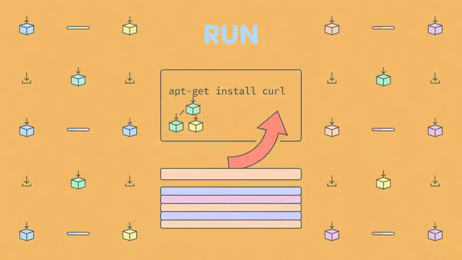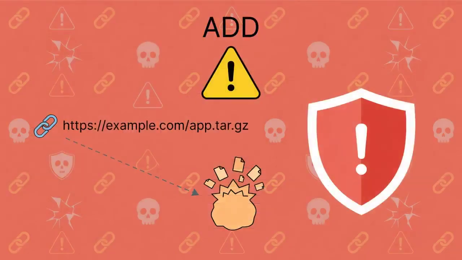RUN executes a command at build time, and captures every file system change as a new layer. Perfect for installing packages like apt-get install curl, where the downloaded packages and their resulting files all become part of that committed layer. ADD looks similar to COPY, but it does more. It can fetch files from remote URLs and automatically extract tar archives.